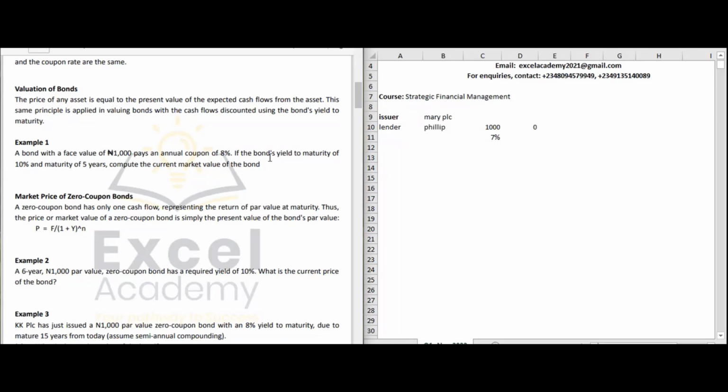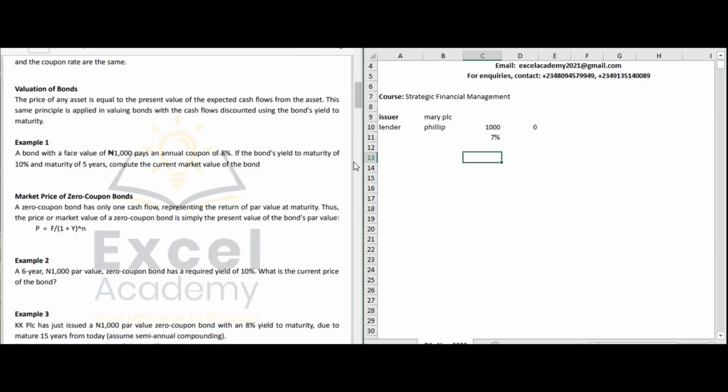Now, this yield to maturity, we'll still look at it. I don't want to talk about it now. But for now, just know that the yield to maturity is like the returns. We compute the current market value of the bond. And I said we'll still discuss this in detail, but just take it now. Yield to maturity is like our cost. If you want to discount, you use it. YTM 10% and maturity of 5 years. We should compute the current market value of the bond.